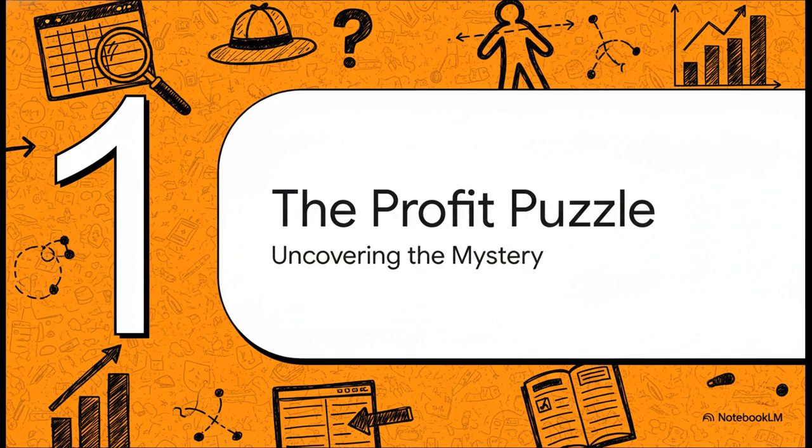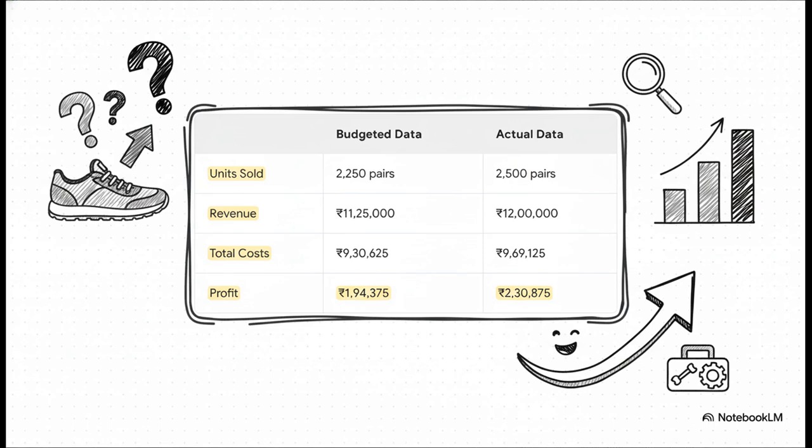Okay, first things first, let's get to the crime scene, or, the profit and loss statement. We gotta get the basic facts straight before we can start digging any deeper. Here it is, the initial evidence. The budget said they should make around $1,94,000 in profit, but what they actually made was over $2,30,000. That's a favorable difference of 36,500 rupees.